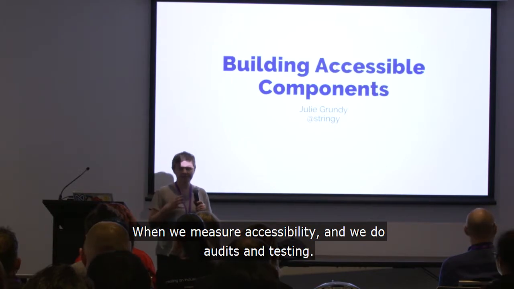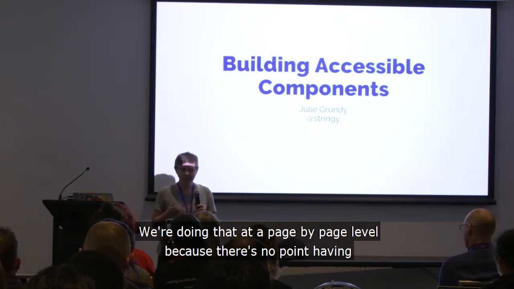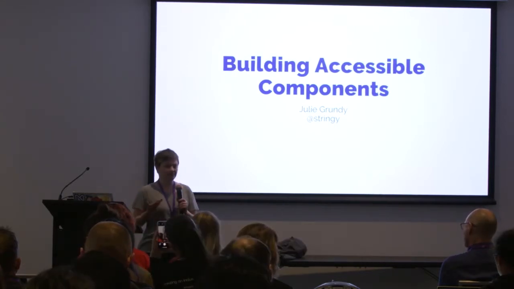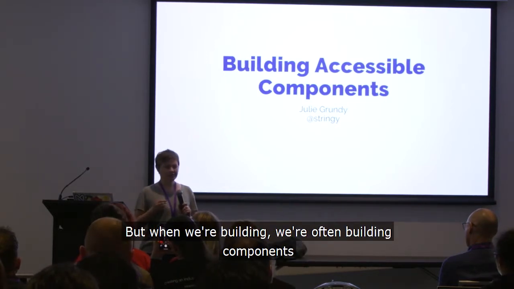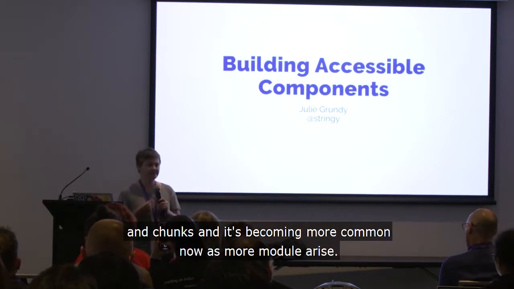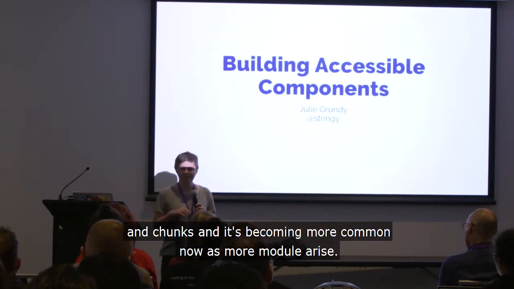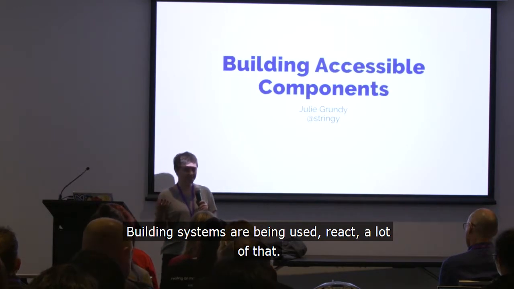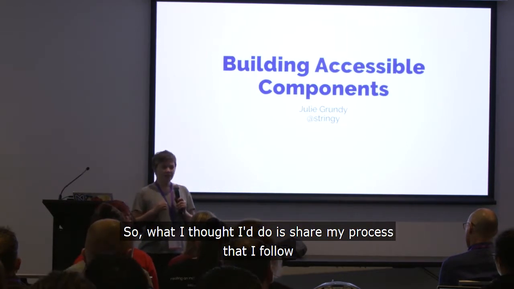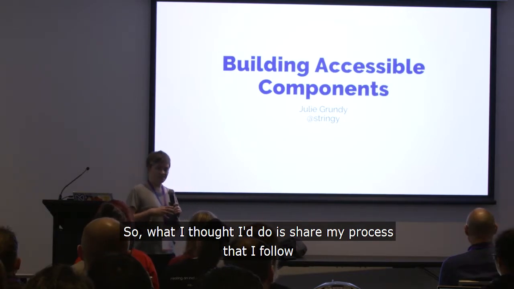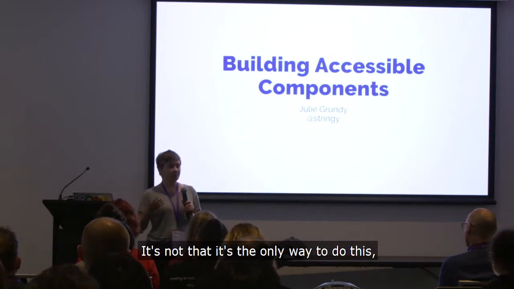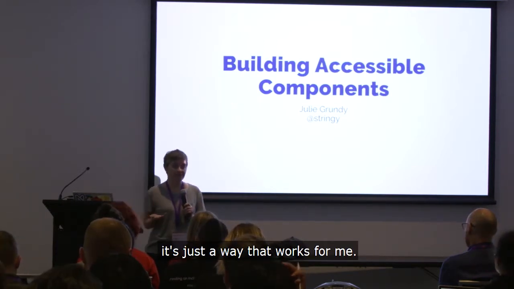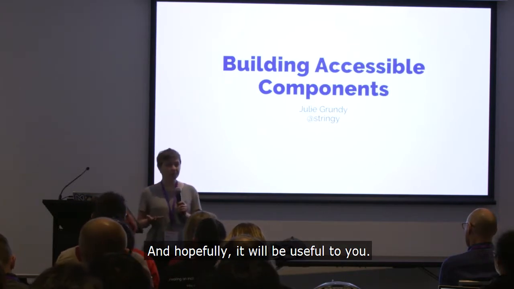When we measure accessibility and we do audits and testing, we're doing that at a page-by-page level because there's no point having an accessible half a page. But when we're building, we're often building components and chunks, and it's becoming more common now as more modularized building systems are being used, React, a lot of that. So what I thought I'd do is share my process that I follow when I'm building an accessible component. It's not that it's the only way to do this, it's just a way that works for me, and hopefully it'll be useful to you.